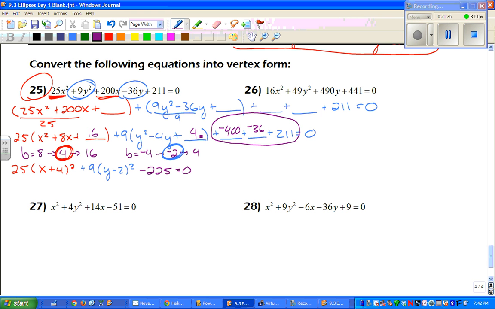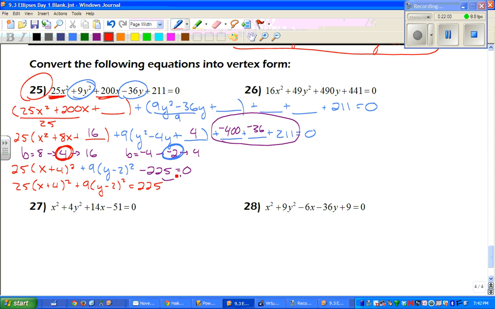And this is where people tend to get confused. So these next few steps, please pay attention. There's not supposed to be any number outside of here. This minus 225 does not belong here. So I'm going to slide it over to the other side. So I have 25 times x plus 4 squared, plus 9 times y minus 2 squared, equals 225.